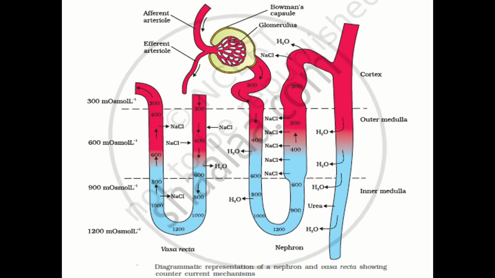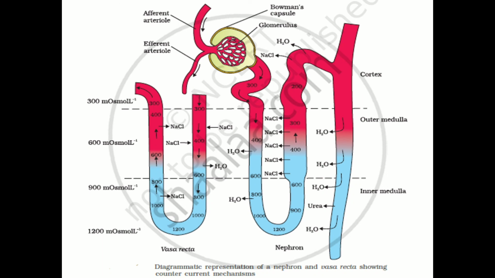Now this is the diagrammatic representation of a nephron and vasa recta showing the counter current mechanism. The flow of filtrate in the two limbs of Henle's loop is in opposite directions and thus forms a counter current. The flow of blood through the two limbs of vasa recta is also in a counter current pattern, as you are seeing in this diagram.